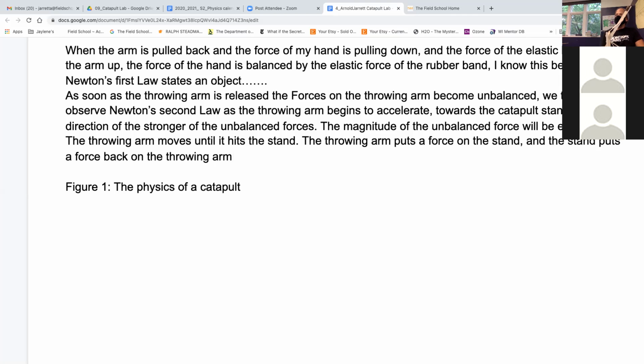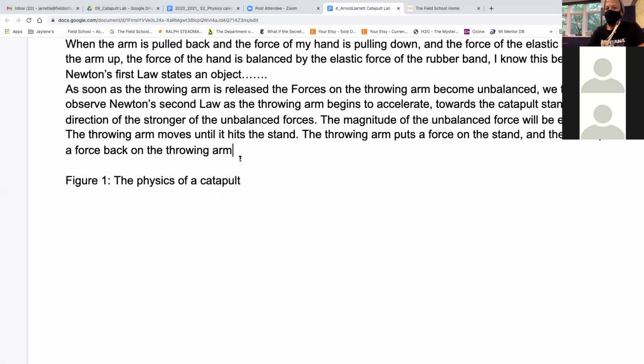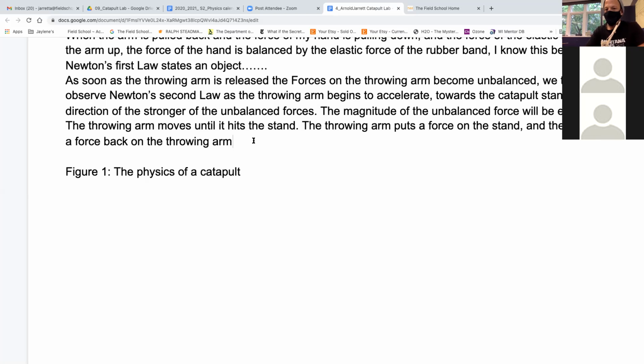If the stand is causing the throwing arm to accelerate, is it putting an unbalanced force on the throwing arm? And fundamentally, it's stopping it. Does everyone catch that? So look at this. The throwing arm puts a force on the stand, and the stand puts a force back on the throwing arm. Which of Newton's laws is this describing? Leo? Third. The third, okay? This is Newton's third law. This is a Newton's third law pair.